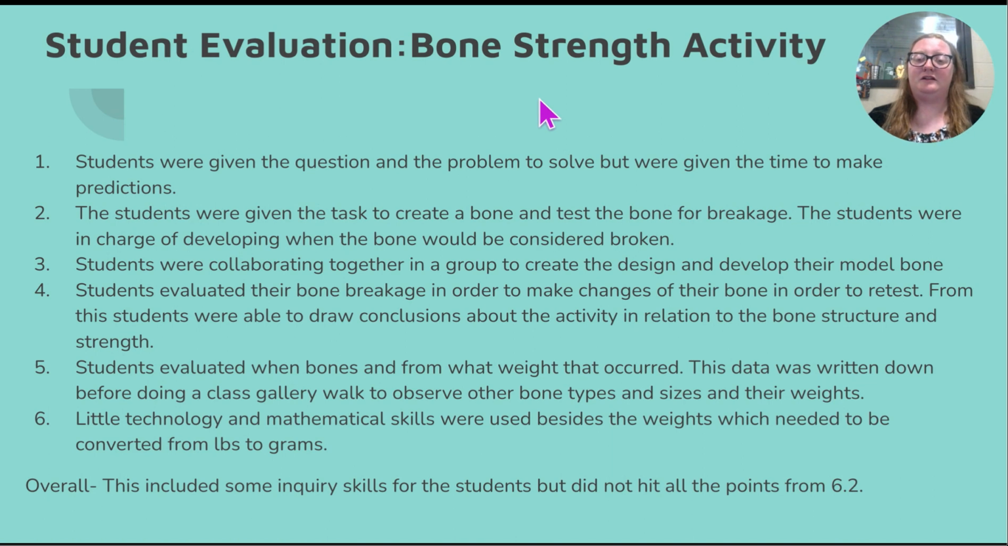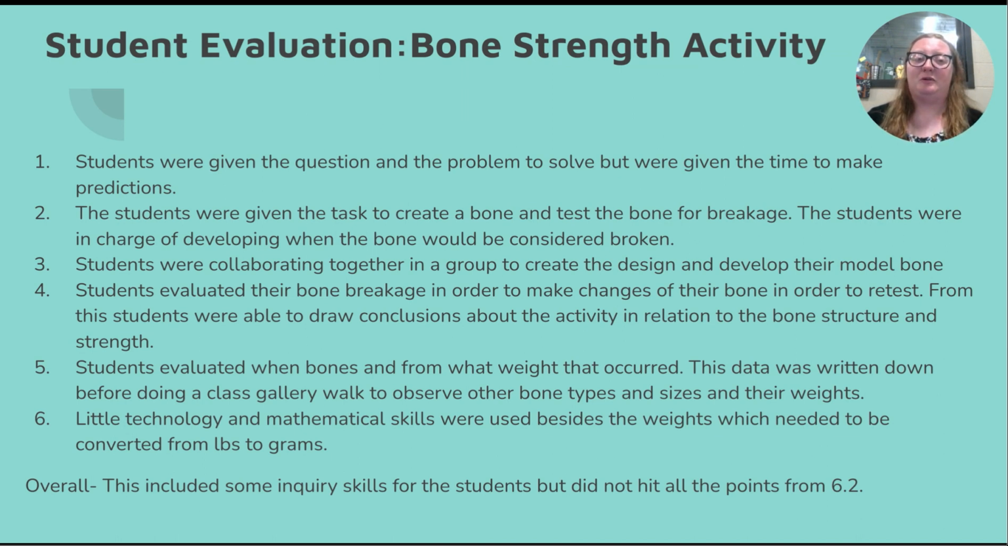Looking at the 6.2 chart, I would say overall this was pretty inquiry based. However, students did not have their own questions. They were given one from me. They were able to use the engineer decide process by going ahead and engineering something, reflecting, engineering something, reflecting, and getting ideas from the group in their gallery walk, and they were able to share out their ideas as well.